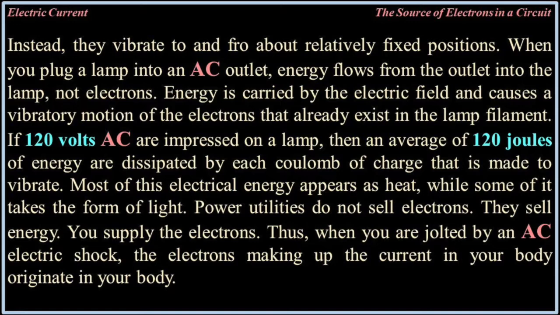When you plug a lamp into an AC outlet, energy flows from the outlet into the lamp, not electrons. Energy is carried by the electric field and causes a vibratory motion of the electrons that already exist in the lamp filament. If 120 volts AC are impressed on a lamp, then an average of 120 joules of energy are dissipated for each coulomb of charge that is made to vibrate. Most of this electrical energy appears as heat, while some of it takes the form of light.